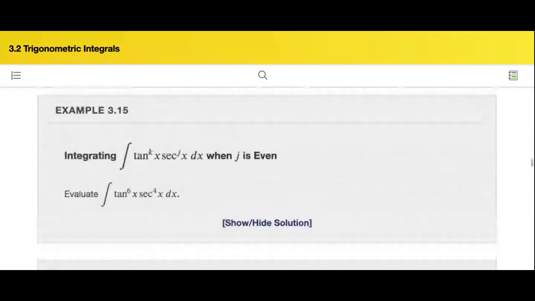And also, secant and tangent we can always rewrite in terms of cosine and sine. So sometimes you don't want to deal with the secant, cosecant, tangent, or cotangent. Just change them to be sine and cosine and go from there. That's usually what I do. Okay.